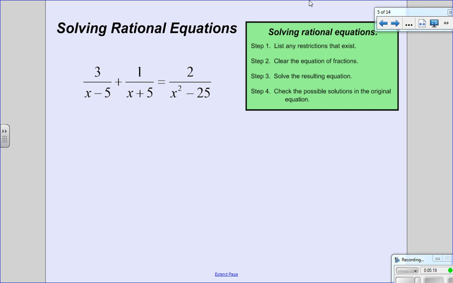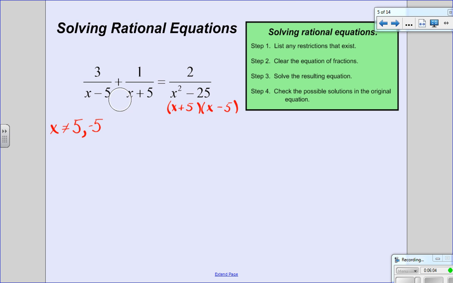Let's do one more example together. In this one, we want to identify our restrictions. So our restriction, x cannot equal the value 5, because if you plug a 5 into this denominator, 5 minus 5 gives us 0. X can also not equal negative 5. If we plug it in there, negative 5 plus 5 gives us 0. And if we think about this equation, this denominator over here, x plus 5 and x minus 5, it's the same two binomials as the left side of the equation. So again, 5 and negative 5, we've already identified those as restrictions.